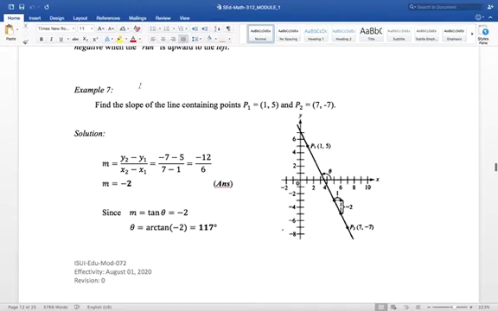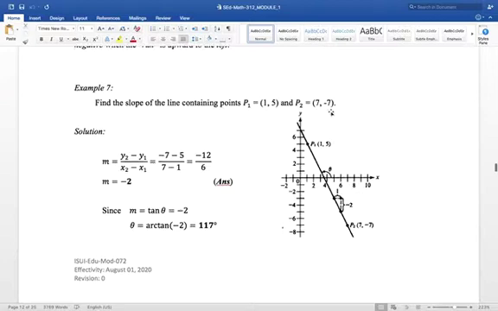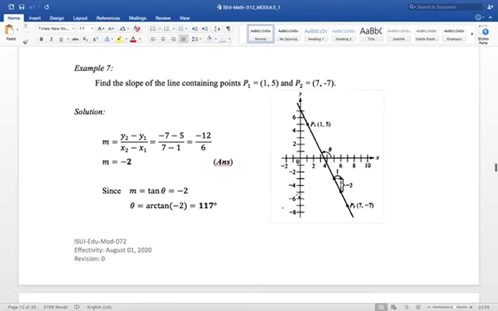So let's try to take this example. Find the slope of the line containing the points P1 at (1, 5) and P2 at (7, -7). If you're going to graph, sometimes it is easier to visualize if you plot the points and then connect them to form a line. But this one should be easy. Okay? So this is how I did it when I was in high school.